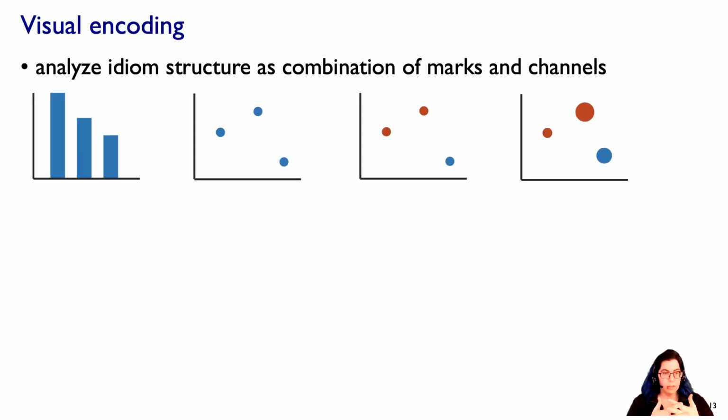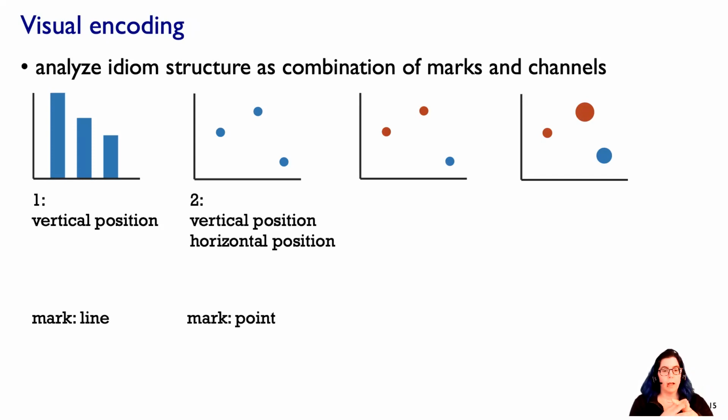So let's go back. We had these examples. Let's actually try analyzing them according to these ideas of marks and channels. So on the left here with the bar chart, what we've got is vertical position. And there's a single attribute that we're encoding, and we're encoding it with a line mark. And the vertical position, the height of the line mark, is encoding our attribute.